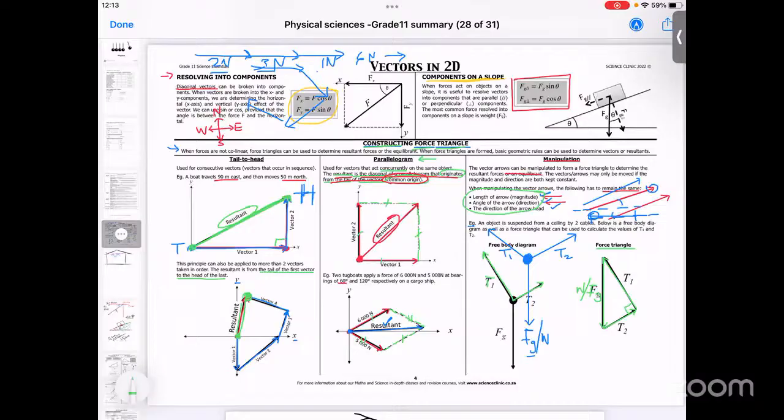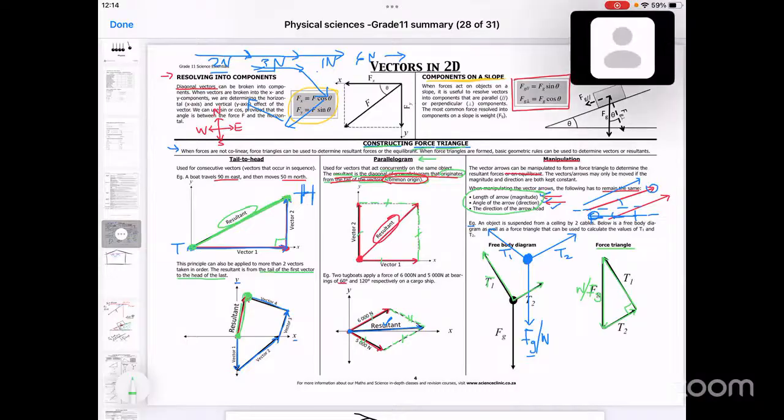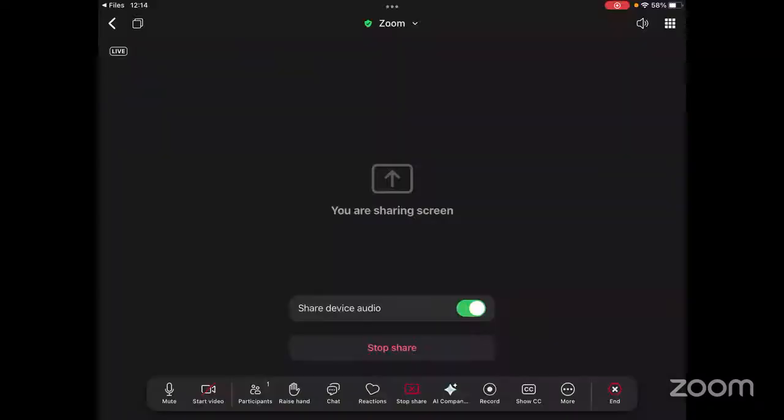As far as the vectors in 2D are concerned, I hope you enjoyed this lesson. Trust me when I say I'm very hopeful that you did enjoy this lesson and have a better understanding of what's happening there.